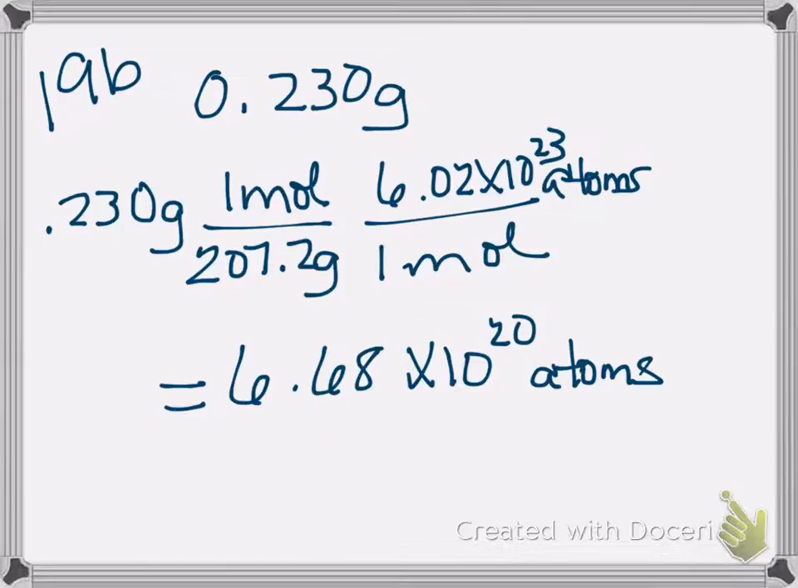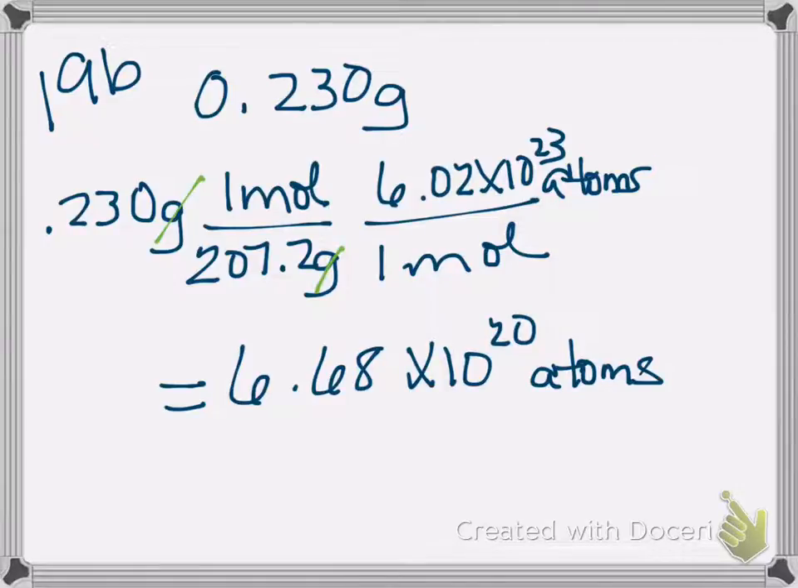All right, 19B. We're trying to find how many atoms are in 0.230 grams of lead. Okay, so we put the 2.30 grams down. 1 mole of that weighs 207.2 grams. We can cross out the grams.